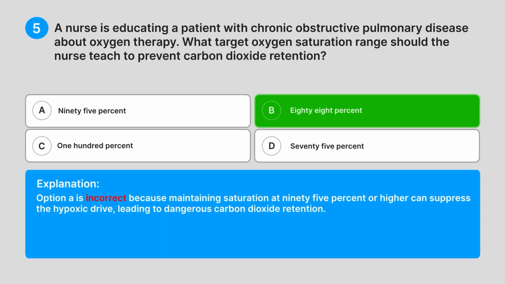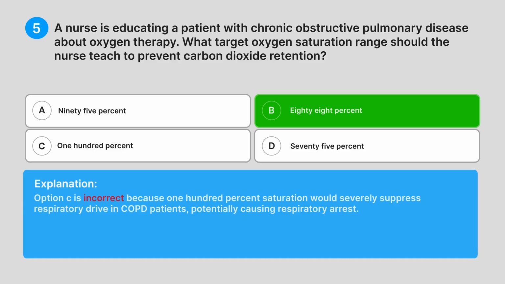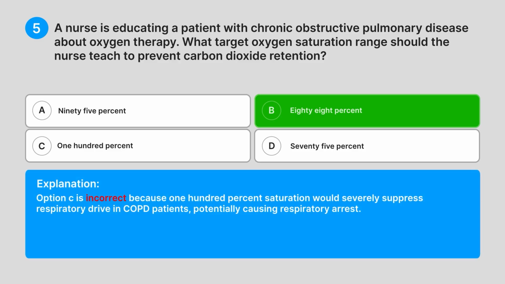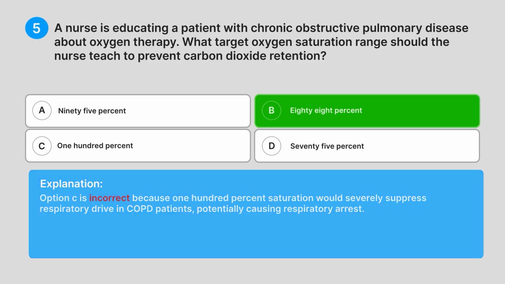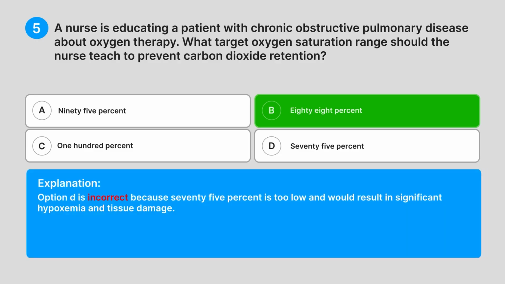Option A is incorrect because maintaining saturation at 95% or higher can suppress the hypoxic drive, leading to dangerous carbon dioxide retention. Option C is incorrect because 100% saturation would severely suppress respiratory drive in COPD patients, potentially causing respiratory arrest. Option D is incorrect because 75% is too low and would result in significant hypoxemia and tissue damage.